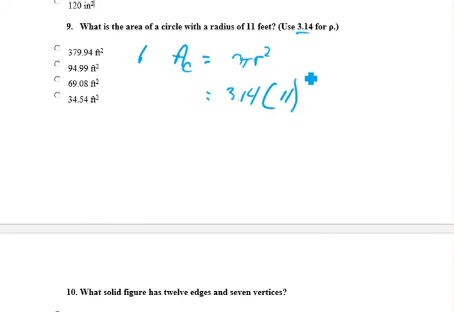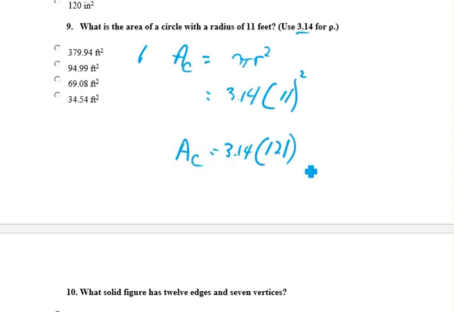In order of operations, you do exponents first. There's nothing in the parentheses. 11 times 11. Trust me on this one. You guys have calculators, use them. 121. So now times 3.14. That'll be the area of the circle.